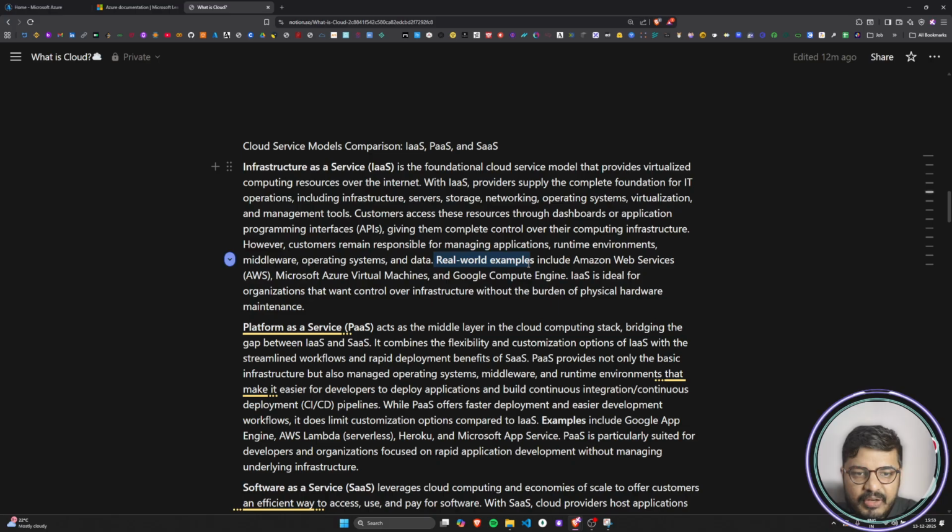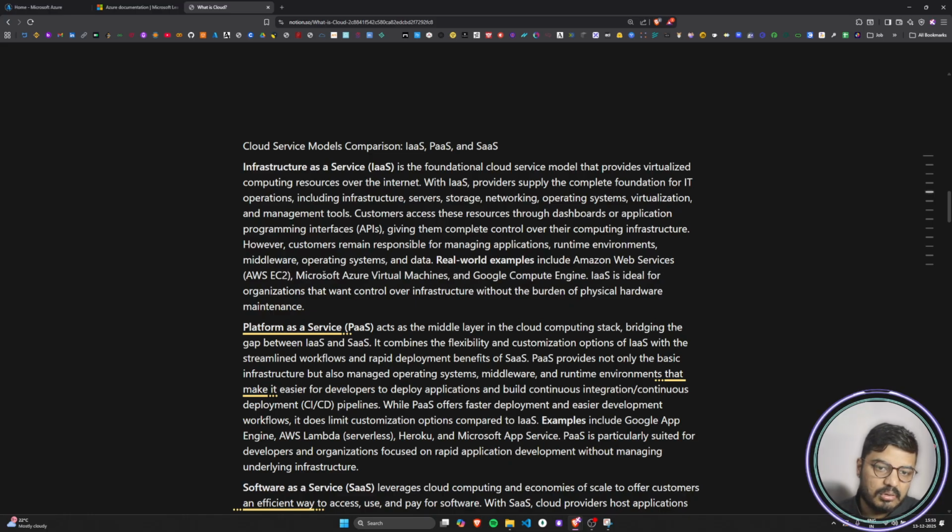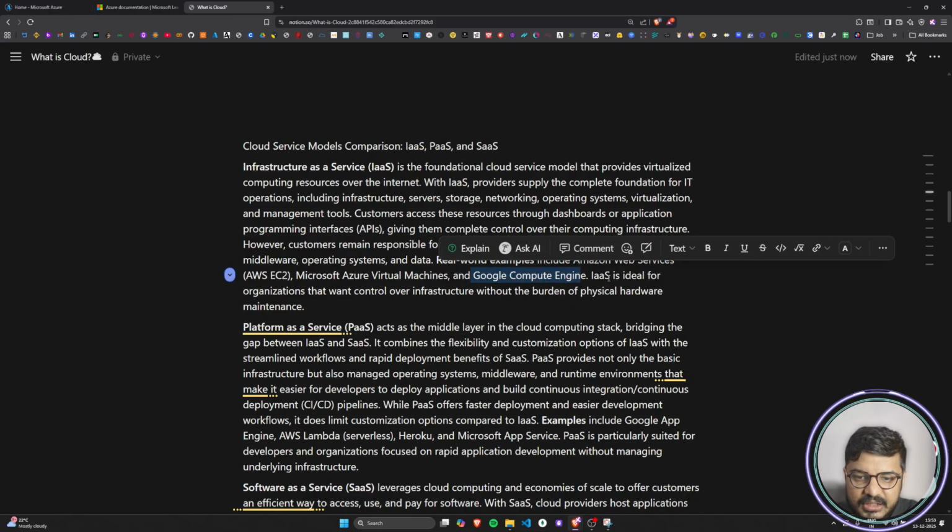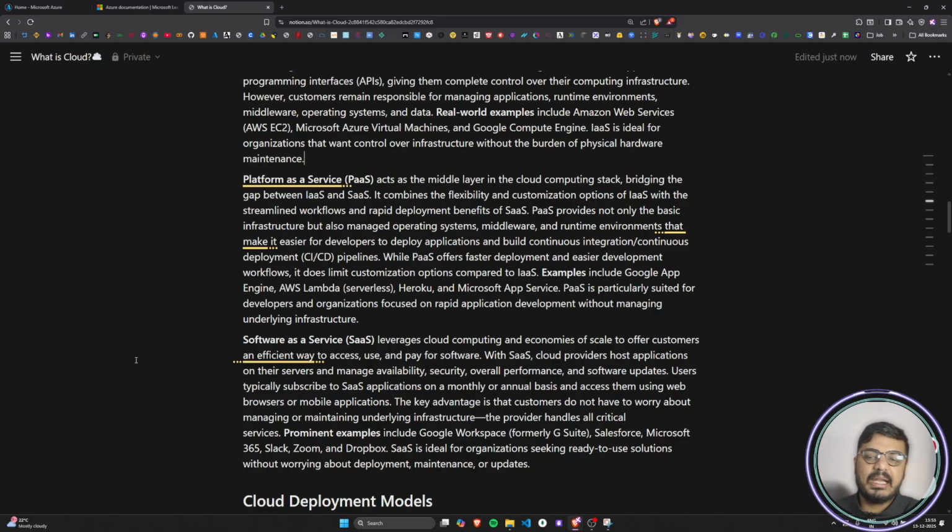Real world examples of infrastructure as a service include AWS EC2, Azure virtual machines, and Google Compute Engine. Okay, so infrastructure as a service is ideal for organizations that want control over infrastructure without the burden of physical hardware maintenance. So here hardware and everything will be maintained by the cloud providers. The rest of the things will be my responsibility to manage.